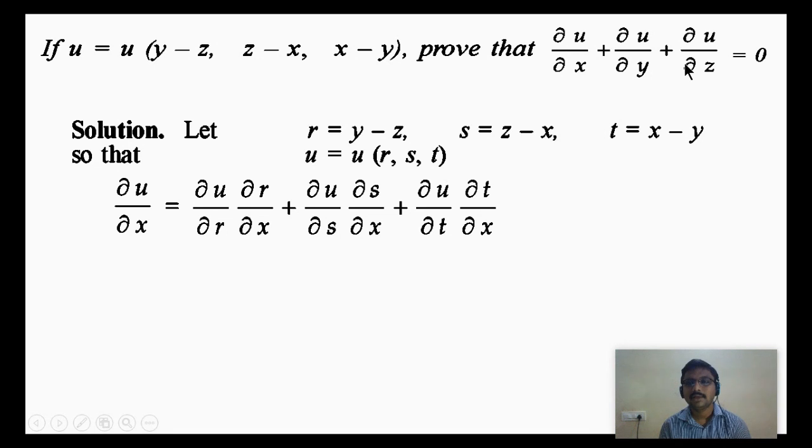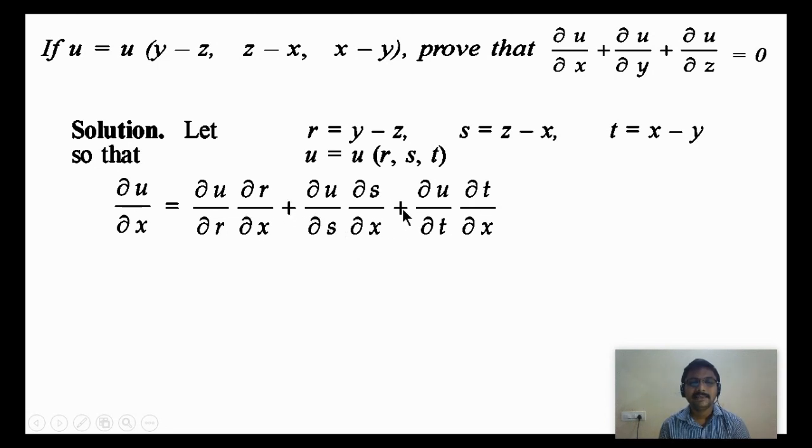Now to compute the required partial derivatives of u with respect to x, y, z, we will use the chain rule. ∂u/∂x: the formula is ∂u/∂r into ∂r/∂x plus ∂u/∂s into ∂s/∂x plus ∂u/∂t into ∂t/∂x. Since u is a function of r, s, t, using these variables we have to split ∂u/∂x like this by using the chain rule.